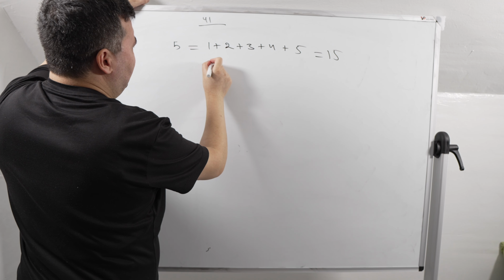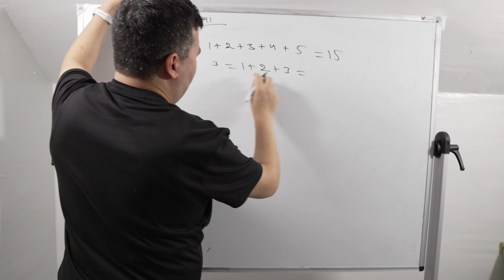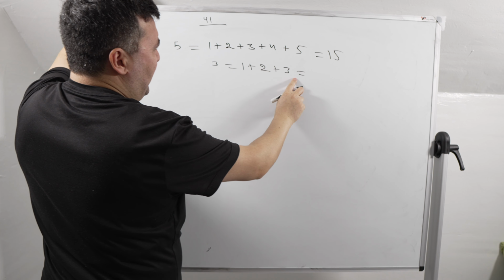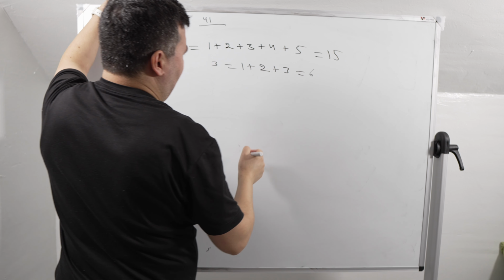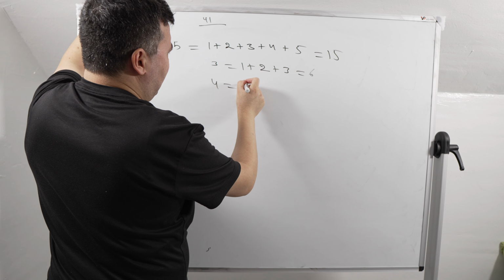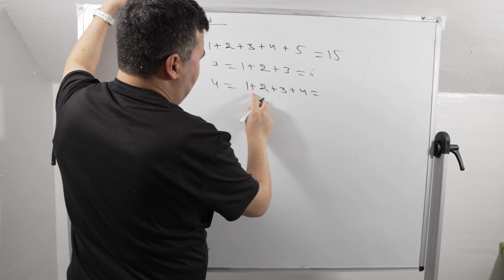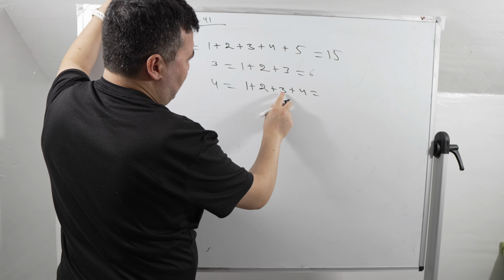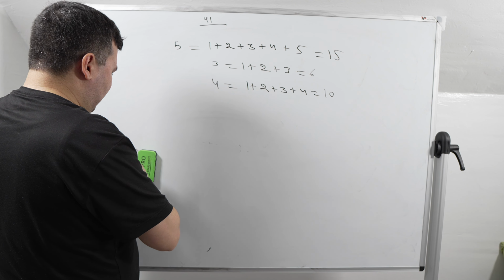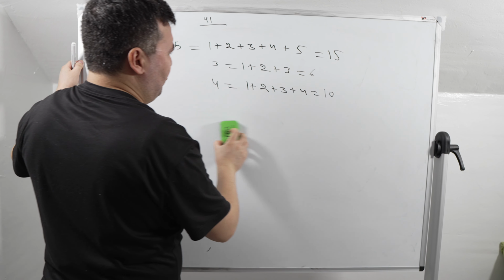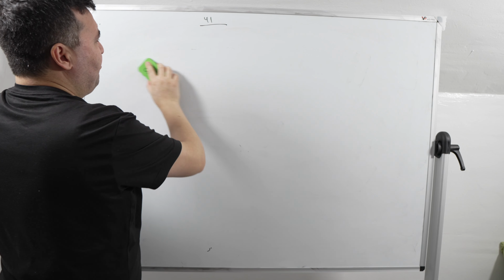If the user enters 3, we add 1 plus 2 plus 3. It means we start from 1 until that number. So 1 plus 2 is 3, 3 plus 3 becomes 6. Or the user enters 4, we add 1 plus 2 plus 3 plus 4, and 1 plus 2 is 3, 3 plus 3 is 6, 6 plus 4 is 10. So we actually calculate the sum of natural numbers.